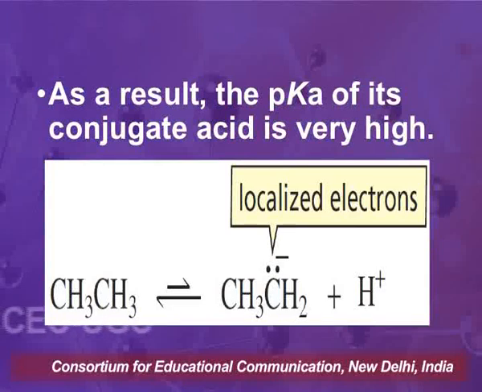As you can see on your screens, the carbanion formed from ethane is not stable, because here the electrons are localized on an sp3 hybridized carbon, and the pKa value of this acid, as we've already discussed, is very high, that is, it is 50, and hence it is not acidic in nature.